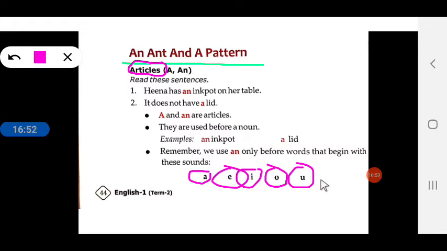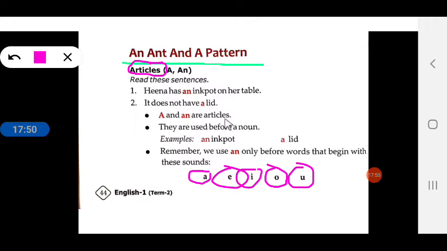So let me explain in detail. Dear students, there are five vowels in English. Those are A, E, I, O, U. And there are 21 consonant sounds. So we say consonant sounds. Let me tell which those are: B, C, D, F, G, H, J, K, L, M, N, P, Q, R, S, T, V, W, X, Y, Z. So these are the consonant sounds, except A, E, I, O, U.